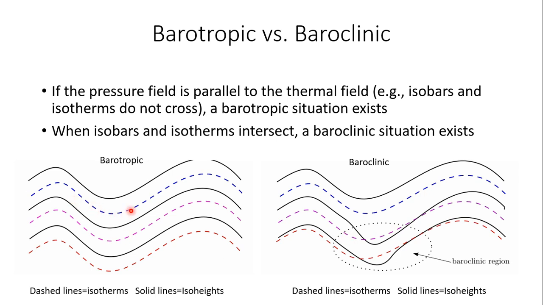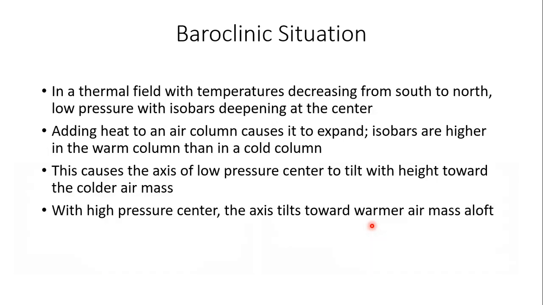If they're parallel to each other, we have a barotropic situation. We have no change in any type of atmospheric quantity. Okay, it's going to remain basically the same. But if we have any type of crossing of these isotherms, for example, in this graphic, we do have some sort of temperature advection going on when we see something like this in a baroclinic region.